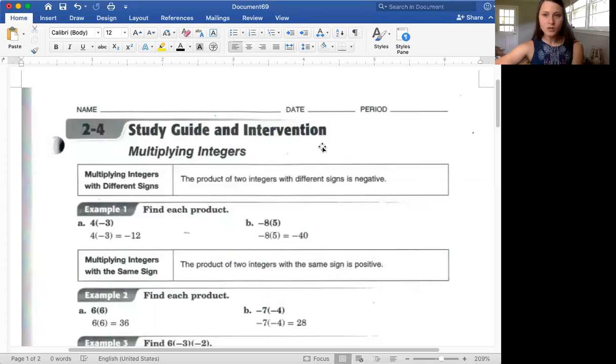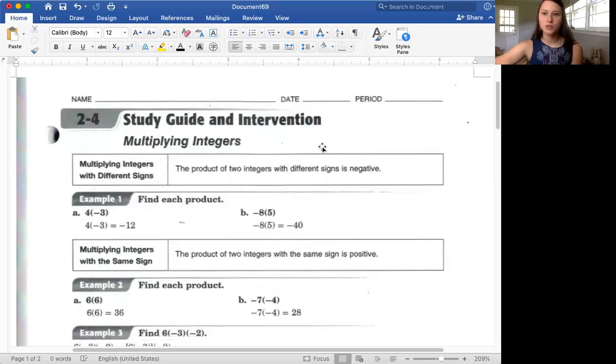Hi guys, we are working on chapter 2, lesson 4, and the topic is multiplying integers. So have your 2-4 study guide out in front of you and let's get started.